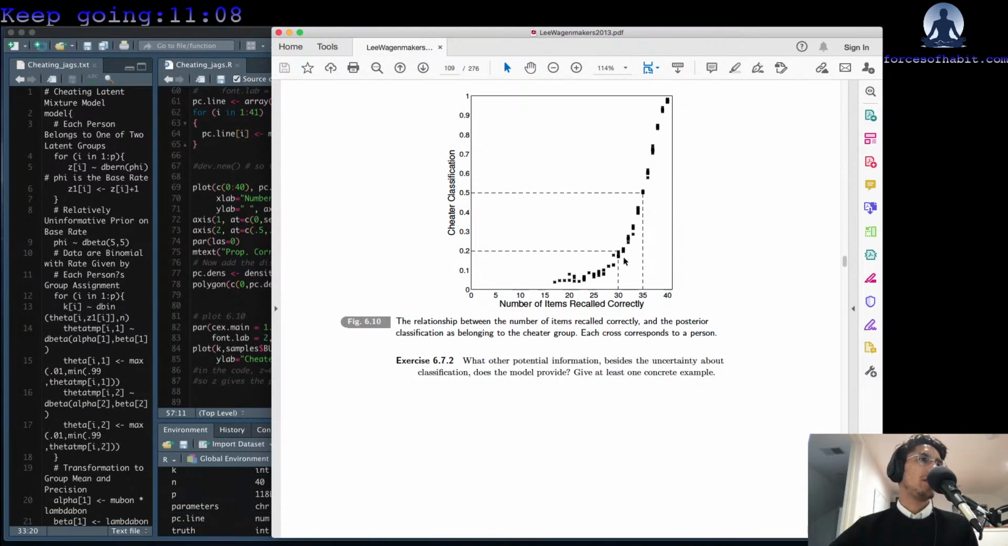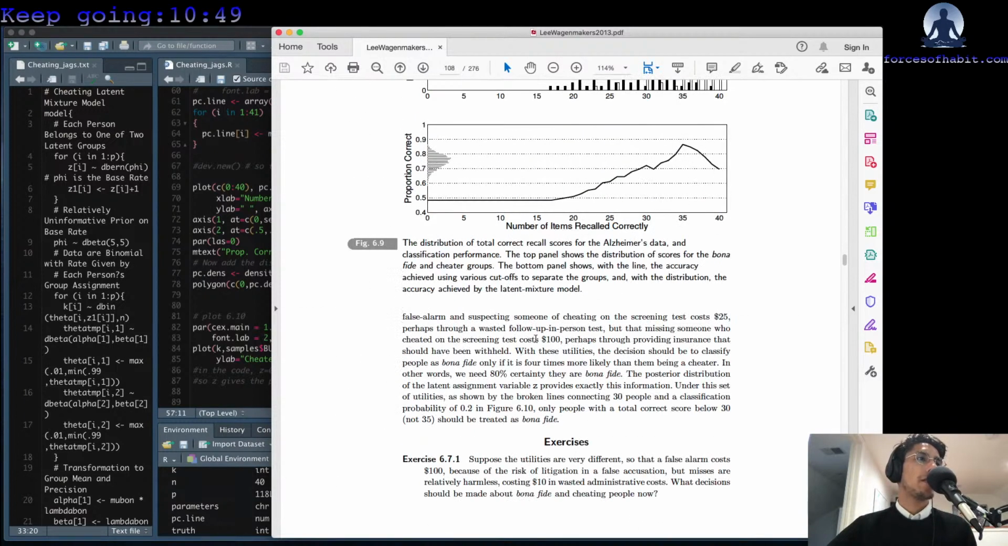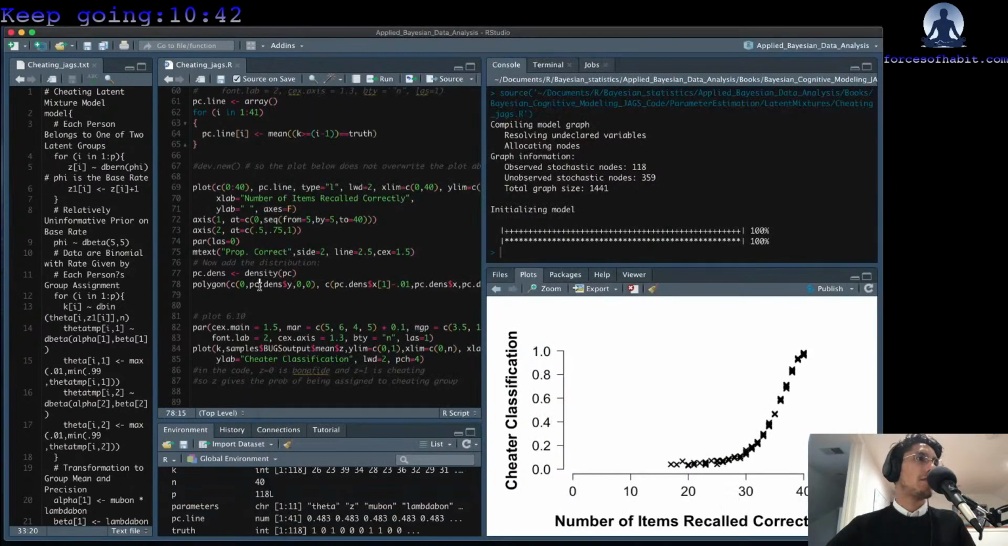So we're not sure about these folk, but we can be sure that these folk are bona fide with high confidence. These folk are in the middle waters. These folk are cheaters. And we can use this information to save us money, as it's described here. If screening tools cost this much and this much, we only need 80% certainty. We're talking about certainty here.